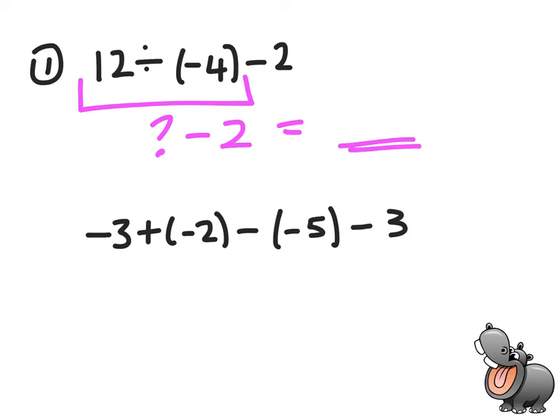For the second one, -3 add -2, take away -5. So if we're using our little pluses and minuses, we start with -3, we add another 2 negatives, then we take away -5, and then, well, you can work the rest out.